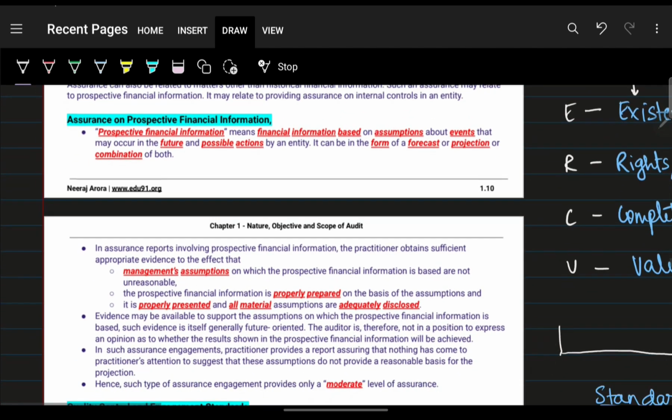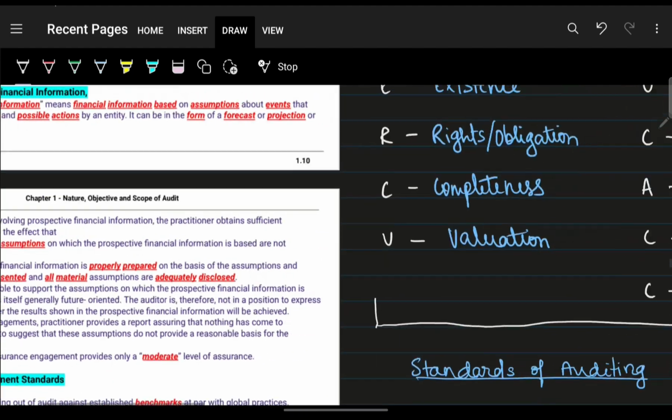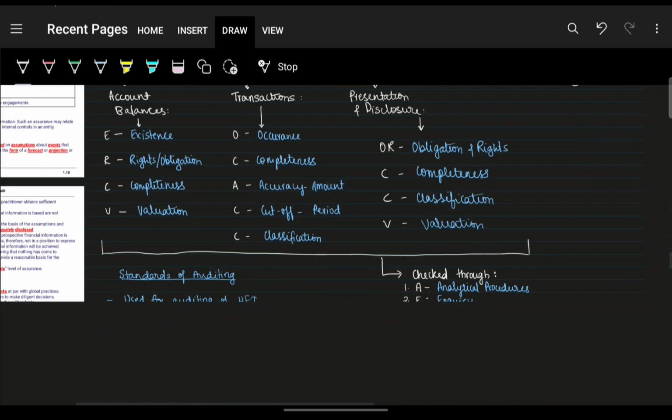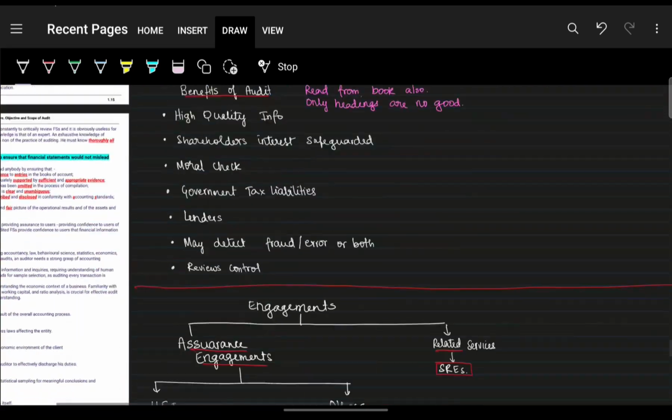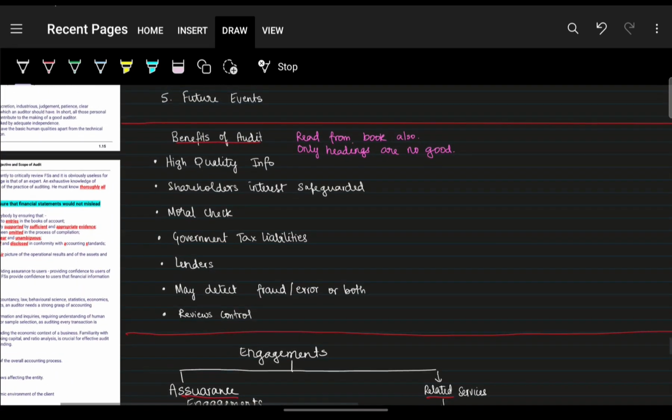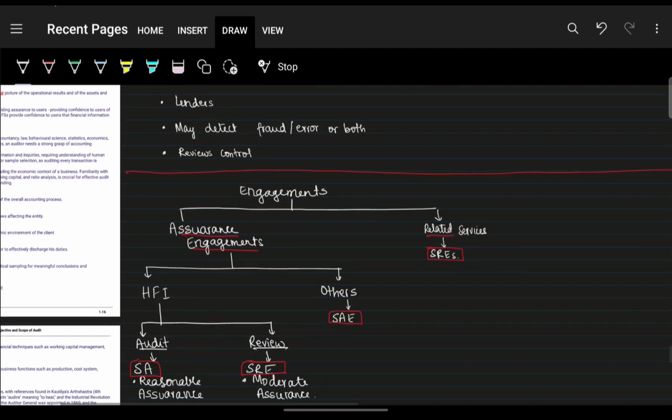Okay. Next, assurance as to prospective. Okay, we'll just come back to my handwritten notes for a second, right? We'll just see. Okay, so all these come later.